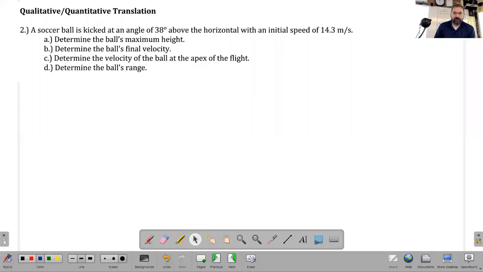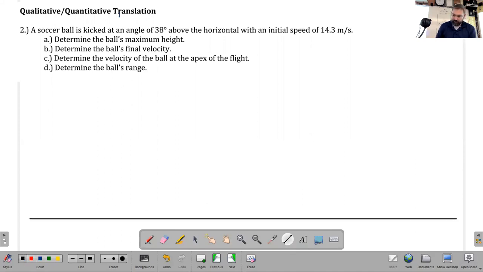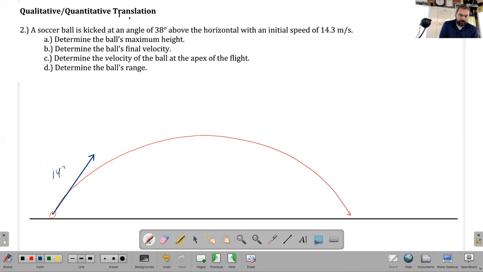Okay, problem number 2, a qualitative quantitative translation problem, says that a soccer ball is kicked at an angle of 38 degrees above the horizontal with an initial speed of 14.3 meters per second. So there's the ground, and here is the soccer ball, and its trajectory, something like that. So we know that the initial speed is 14.3 meters per second. That is the speed at which the soccer ball is initially leaving the ground at some kind of an angle, and this angle is 38 degrees.